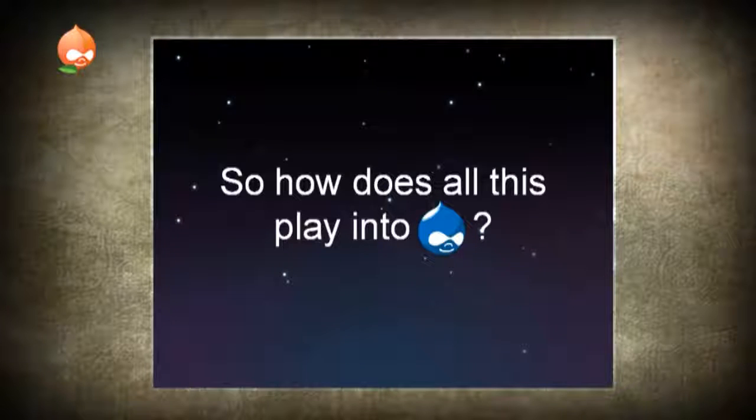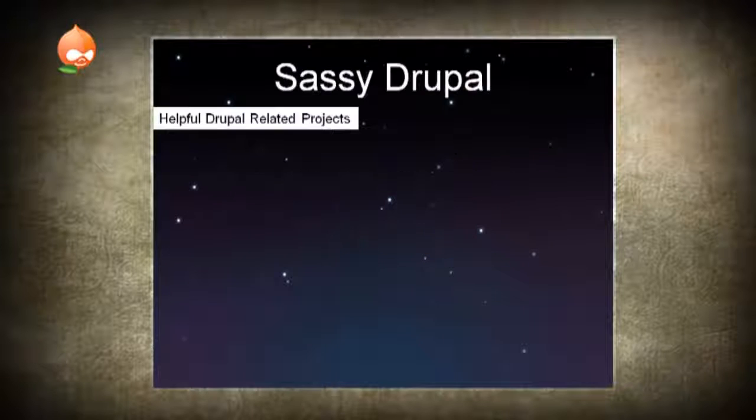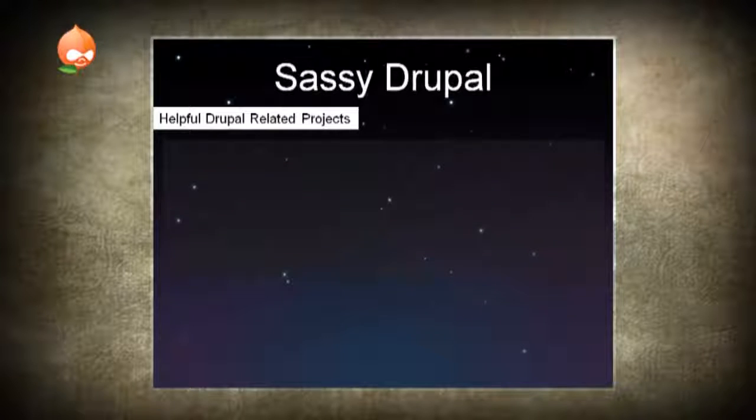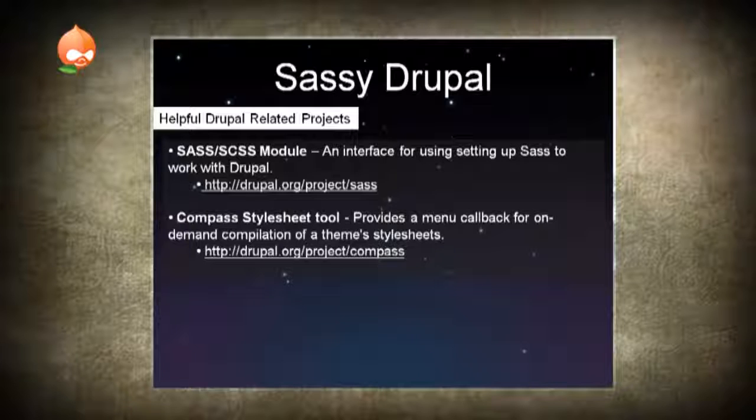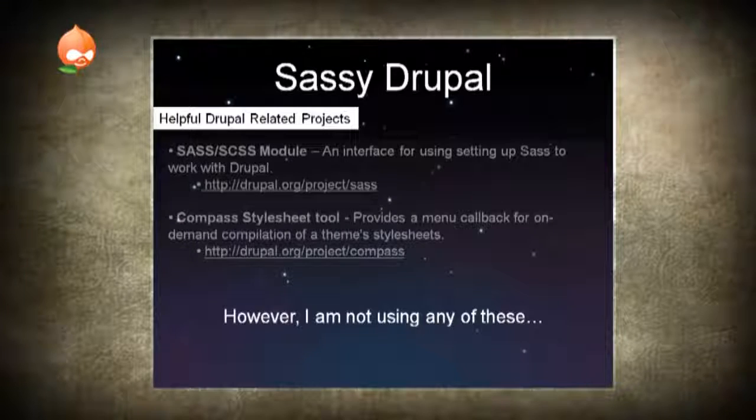Now that we've covered all this CSS stuff, how does this actually play into Drupal? Well, there's a couple modules available. One is the Sass/SCSS module, and that's a very simple module if you're looking to get started in it. I haven't used it in production, but I've messed around with it some. And the other is the Compass Style Sheet tool, and that seems to have a lot more overhead, but some really nice potential of what it can do.